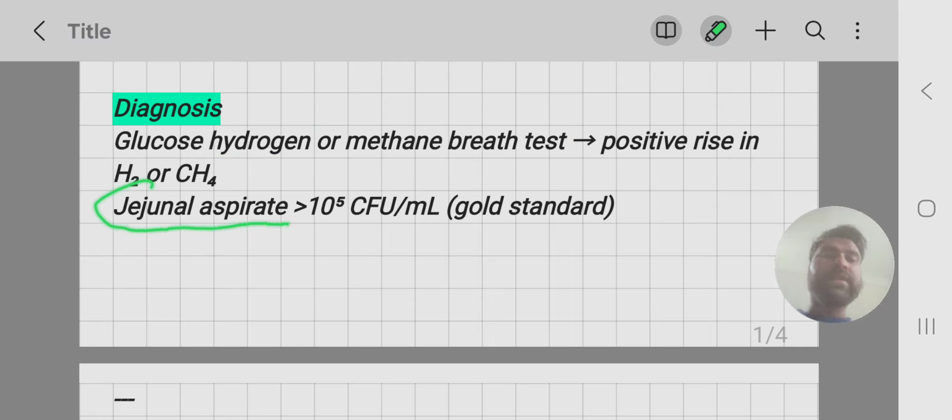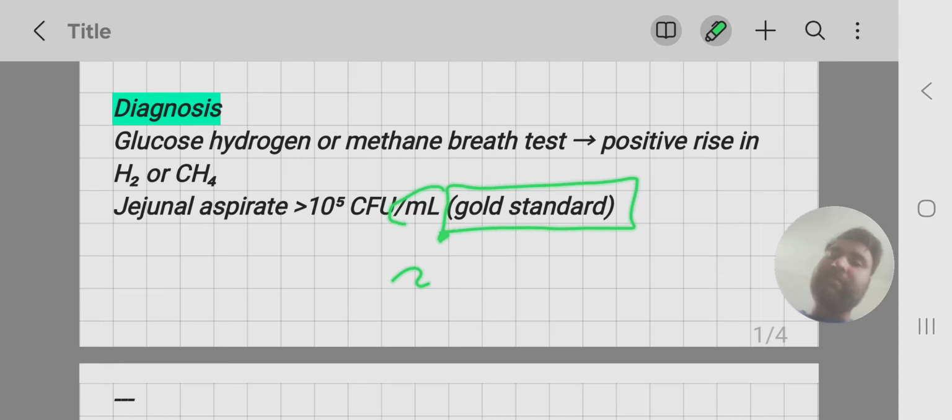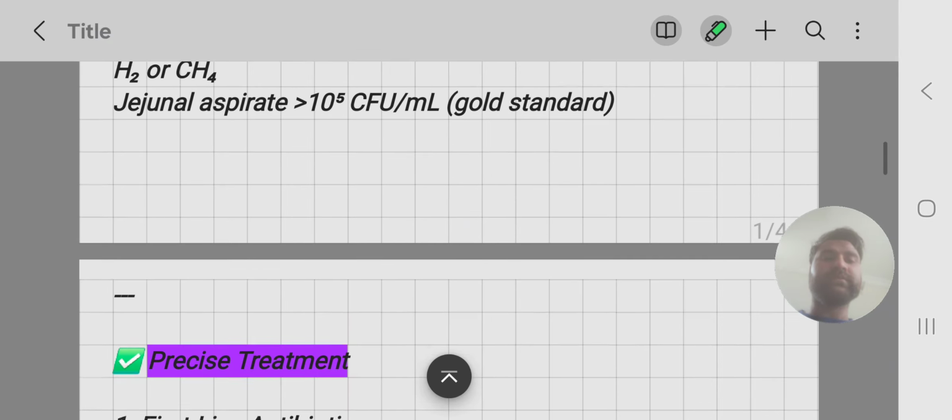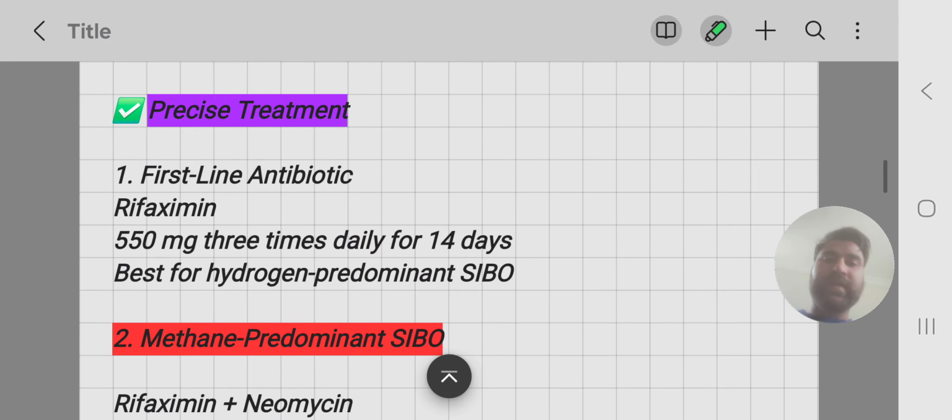Furthermore, you can go for jejunal aspirate. If jejunal aspirate and culture shows more than 10 raised to power 5 CFU per ml, then this is the gold standard for the diagnosis of bacterial overgrowth syndrome. Now, how will you manage this? You have to treat the underlying cause.